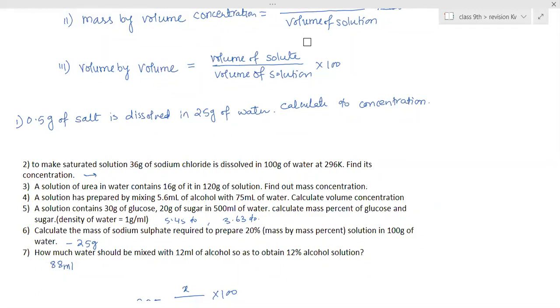Ma'am, I think we did the second one. Do it again. I don't think so. We have done it. No, ma'am, you gave it in revision only, to make a saturated solution, 36 grams. Ma'am, for tomorrow's test, do we even have calculation questions? Yes, you have.